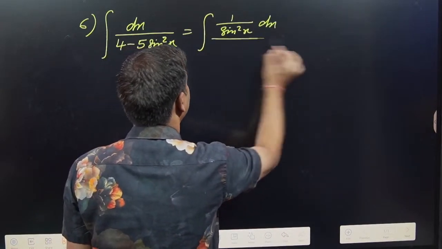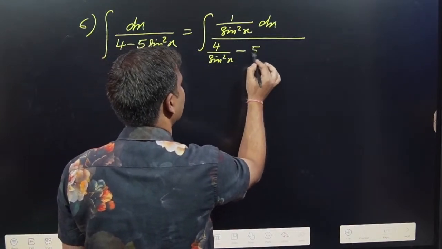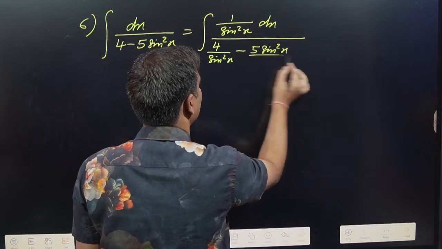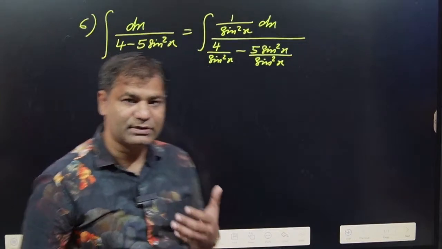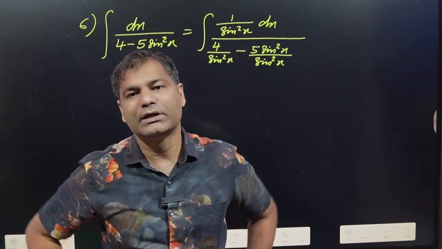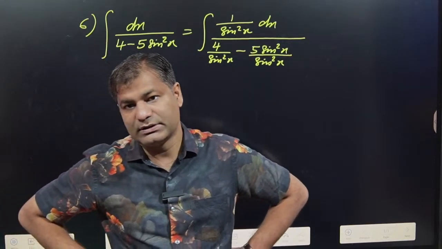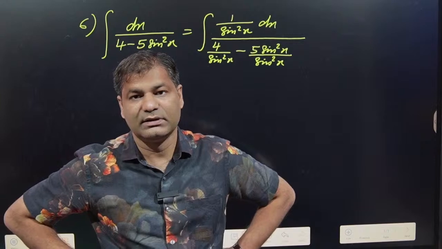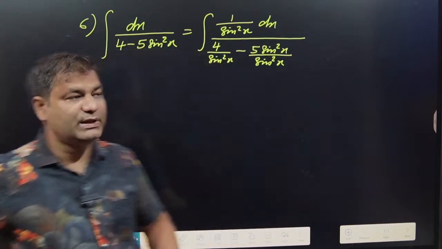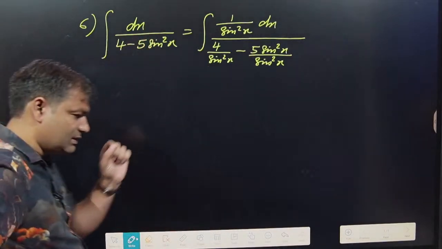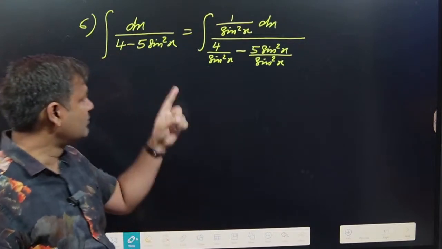Then what happens? Here 4 upon sin square x and here 5 times sin square x upon sin square x. This question you can do only by dividing by sin square x or cos square x. Otherwise, if you follow another approach, it becomes very difficult, a very long way. So don't follow other methods. Simply follow this method only: divide by sin square x or cos square x.